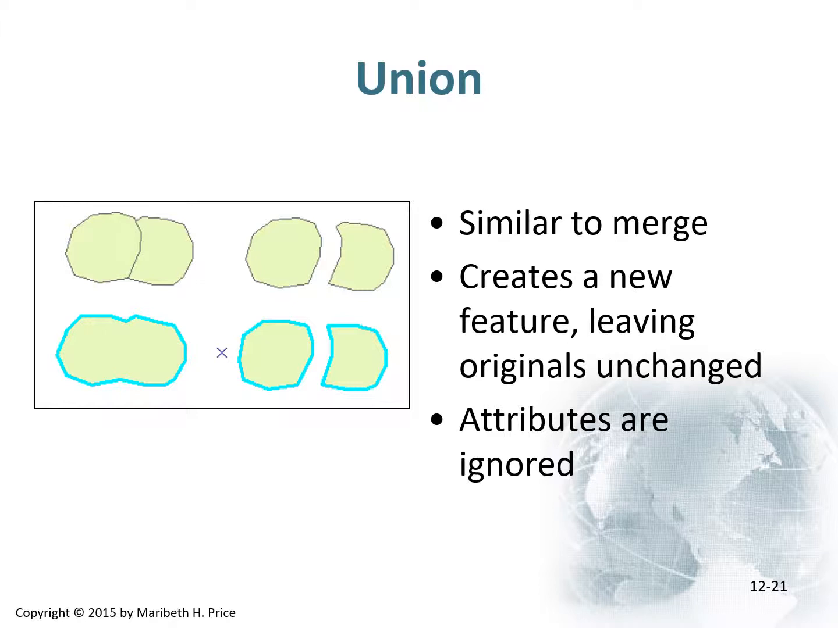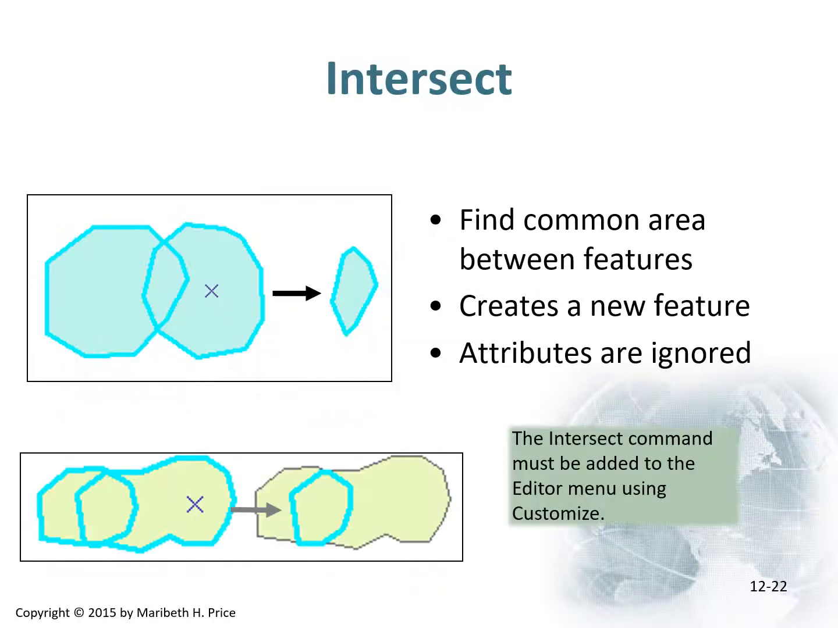Union is very similar. It creates a new feature, leaves originals unchanged, but it doesn't do anything for your attributes. Intersect finds common areas between features. It creates a new feature, again, nothing with attributes.